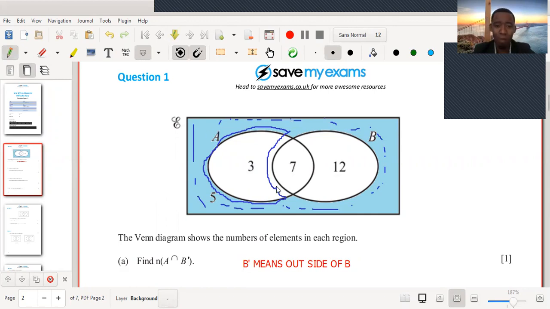Therefore, how many numbers are there? You can see we have 3 and then 5. So the number of elements in A and B complement would be 5 plus 3, then we get 8. There are 8 elements. N stands for the number of elements in the category we are talking about. Okay, so let's proceed.